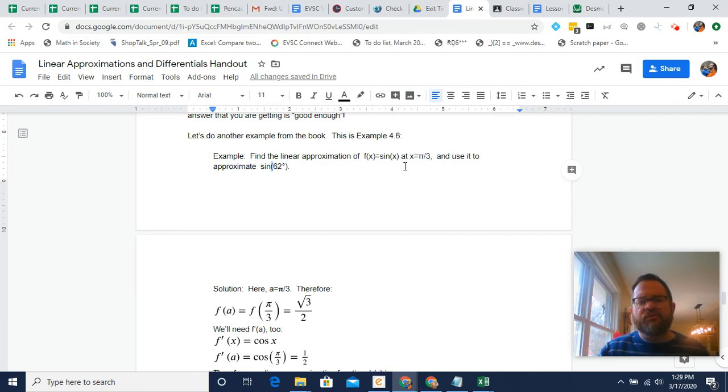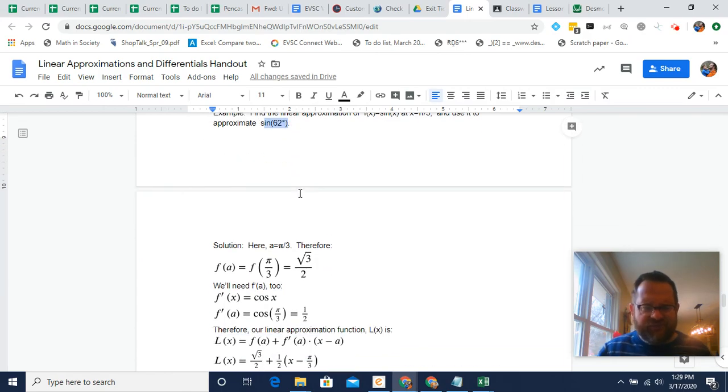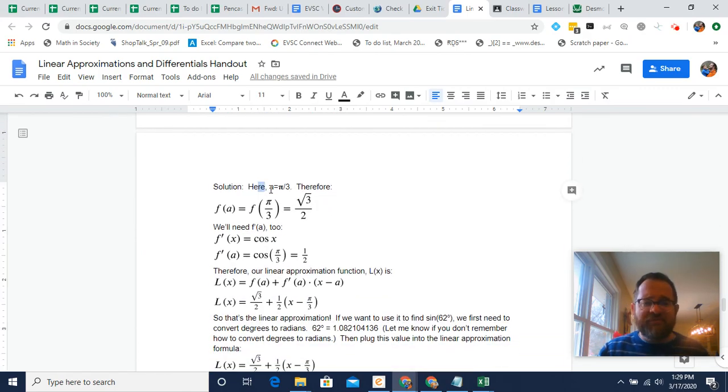So we're going to take a place we know because we can look it up in a unit circle. I got a unit circle sitting here on the chair next to me. And we can take a place we know and then use this linear approximation to find this place we don't know. What the heck is the sine of 62 degrees? So in this problem here, a, the point that we know is pi over 3. And we're going to need f of a. Well, f of a is f of pi over 3.